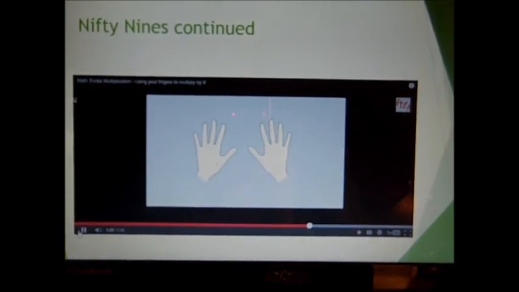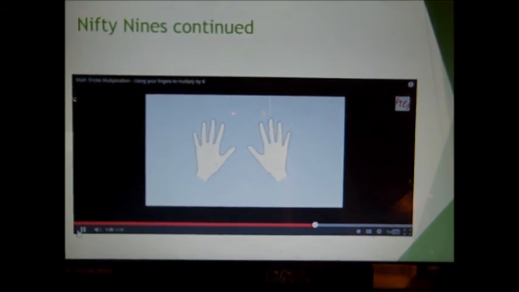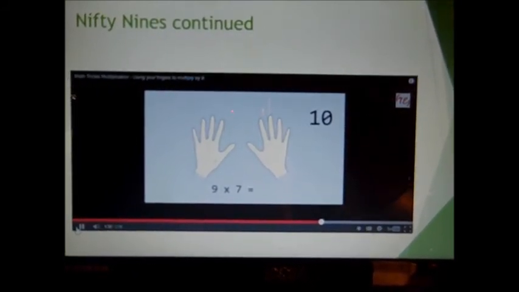Now it's your turn to try this method. Try solving 9 times 7 in 10 seconds.